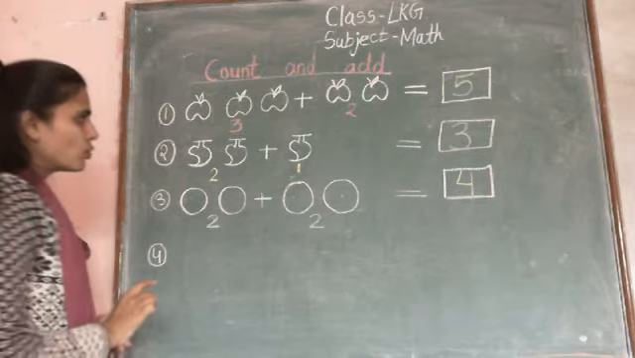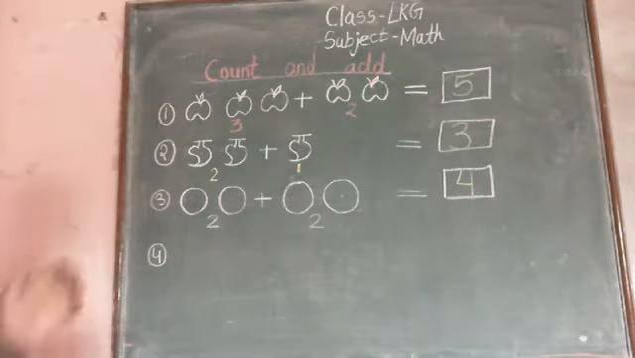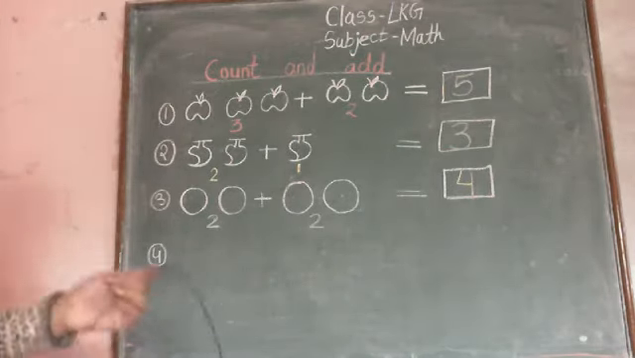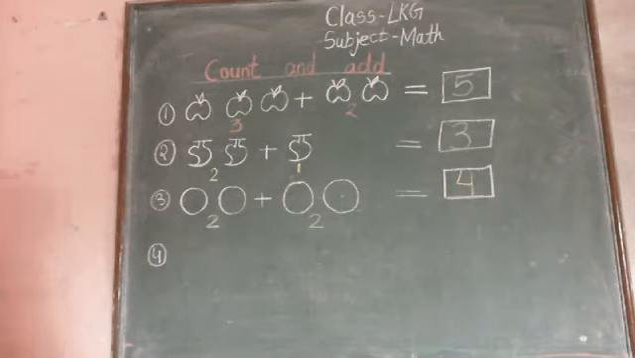So write number 4. Before number 4, you write all the 3 examples. Write fast. Write in your notebook.